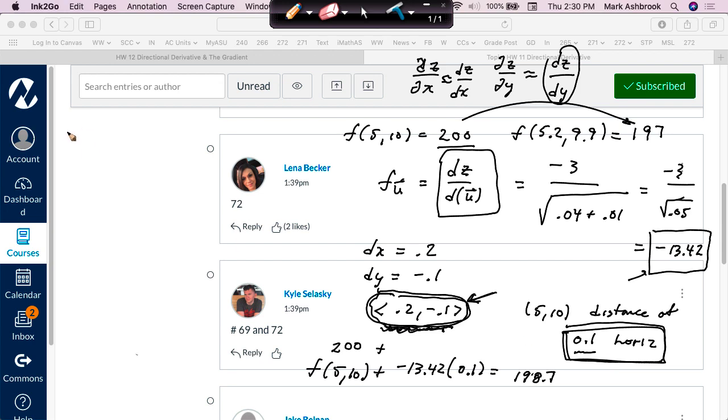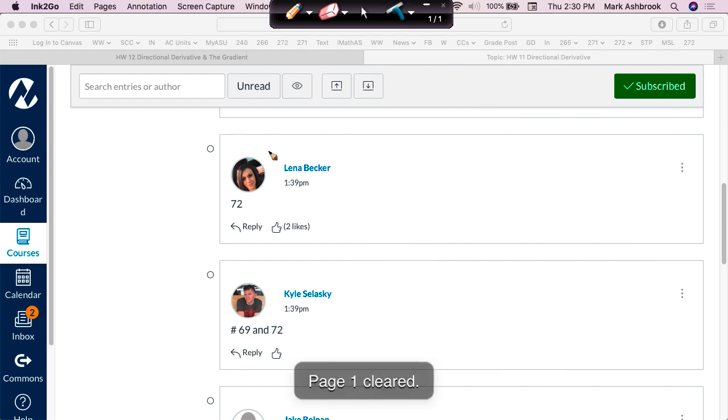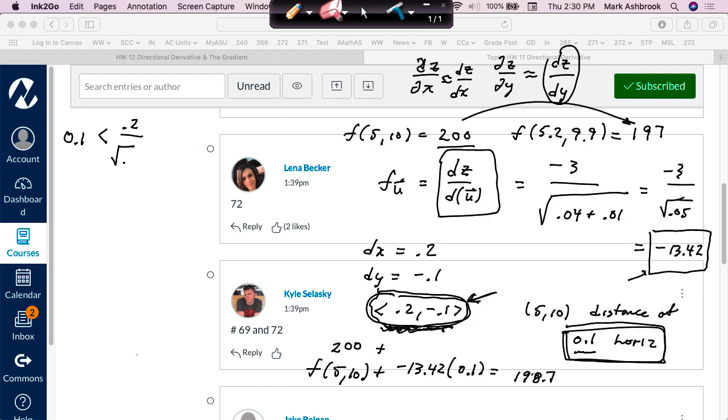So it's going to be 0.1 times 0.2 over the square root of 0.05. Here, let me show you a much easier way to do this.